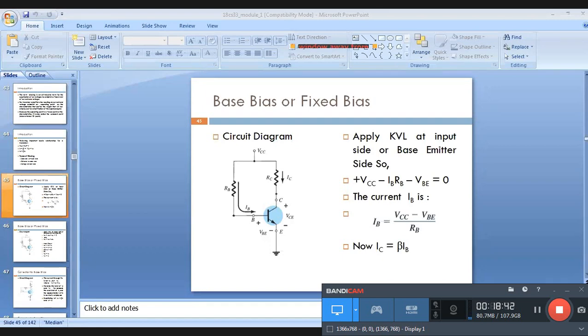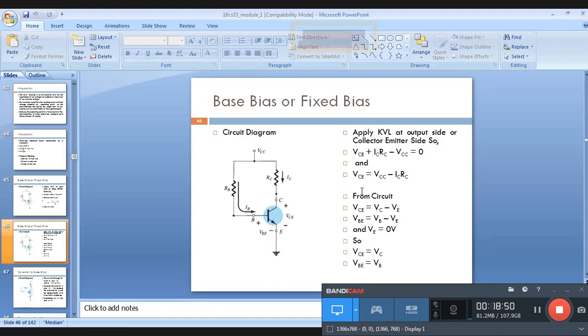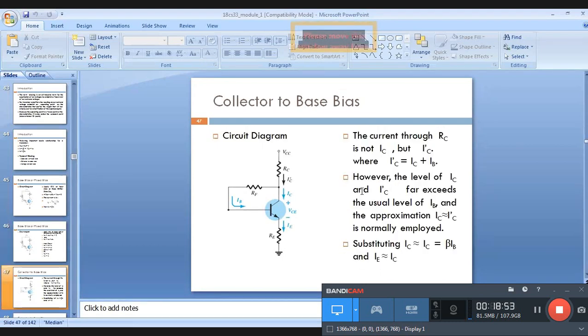Okay, now we'll go to the next one. Last class we discussed the base bias, fixed bias. Today I will explain the collector to base bias. Here in the circuit shown in the figure, there are three terminals: collector, base and emitter. If you are referring to any notes or textbook, don't get confused. Some textbooks connect a resistor here. Don't get confused by this.